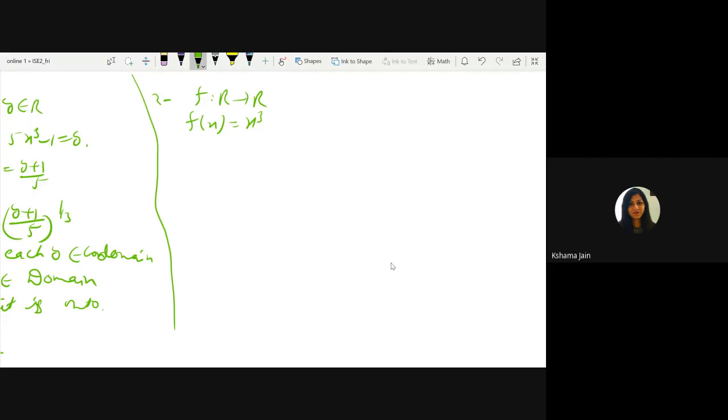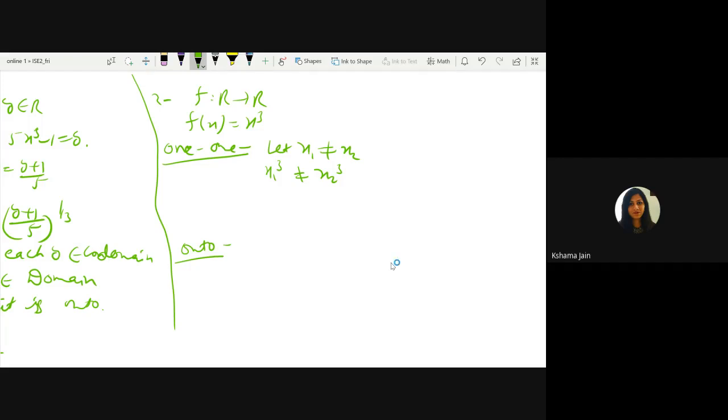For invertible, we need to check whether this is one-one and onto or not. If it is not, then definitely it's not invertible. So for one-one, let us take two different elements. If you are taking two different elements, their cubes will also be different. I can't say this for square. Remember this, because the square of a positive and a negative number is the same.